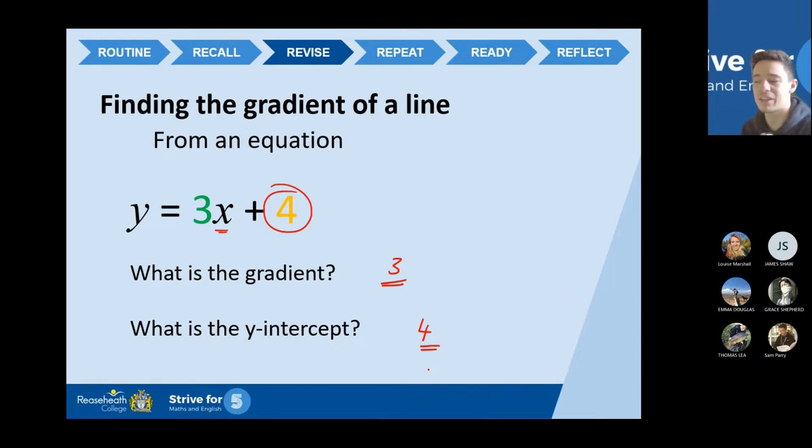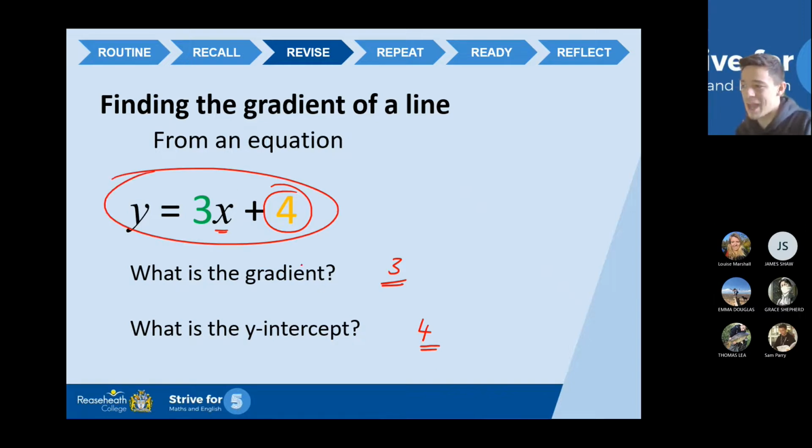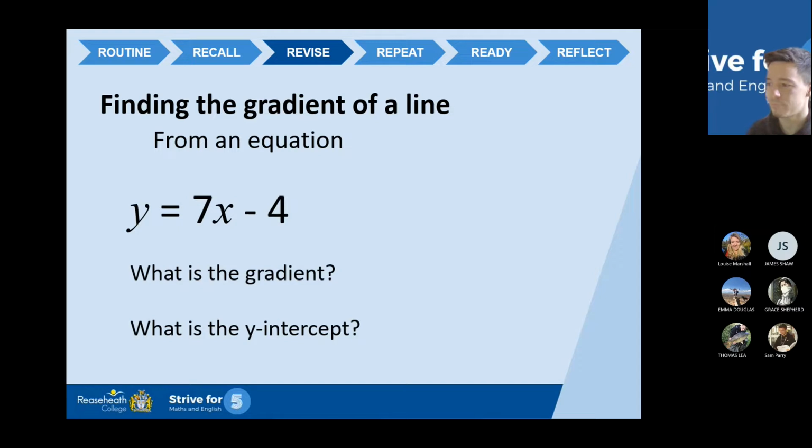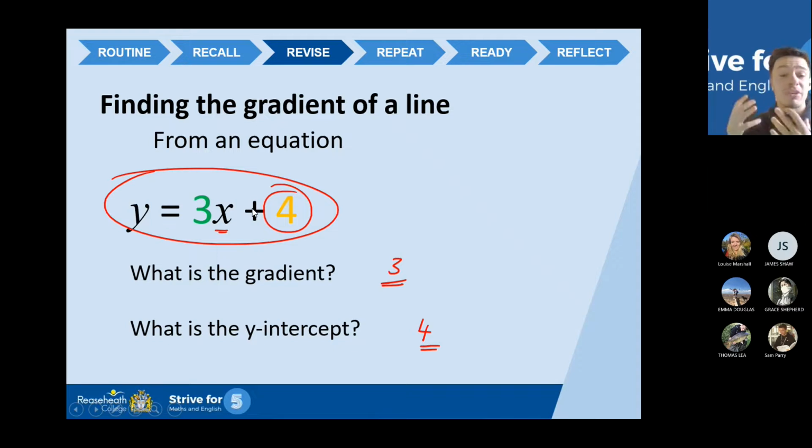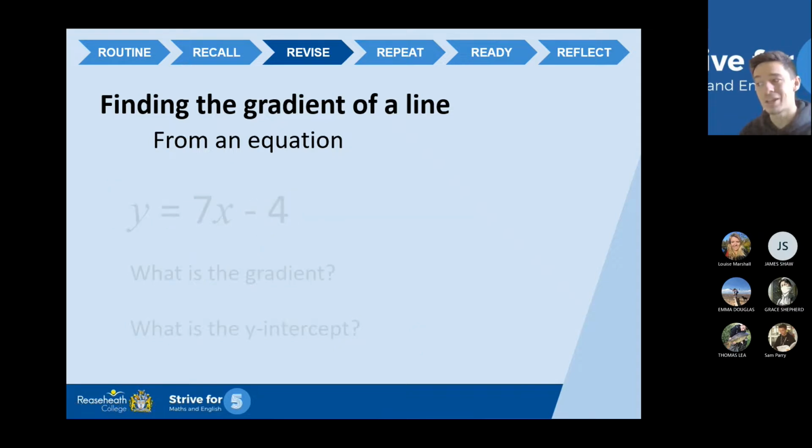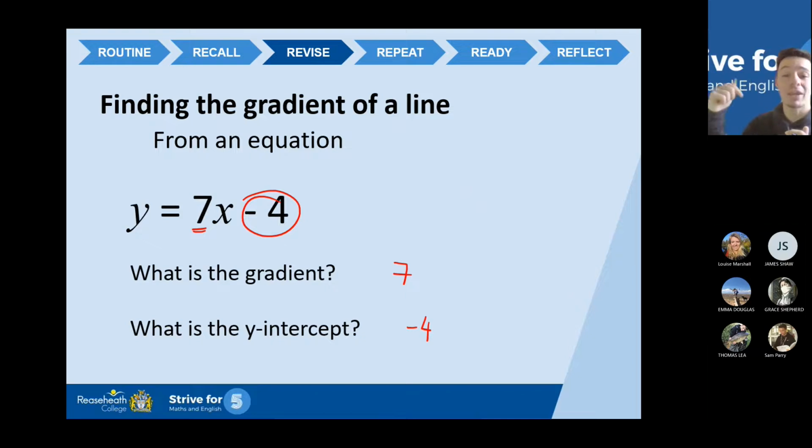Okay, so that's me understanding this equation and then being able to work out the gradient and then the y-intercept. Now let's have a look at this one here. What is the gradient? It's the number before the x, so it's 7. What is the y-intercept? -4 this time. The reason why before it was just 4 is because it's a positive number. If it's a minus, it means it will cross the y-axis at -4, so underneath the x-axis.